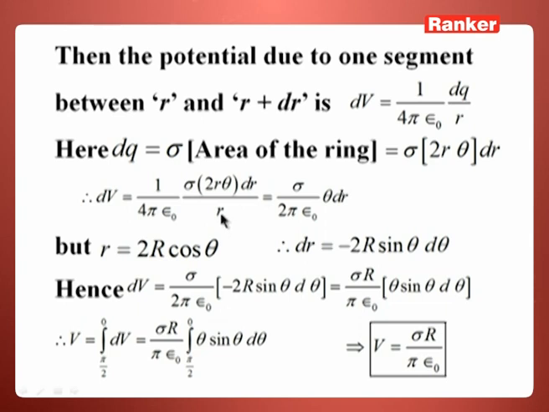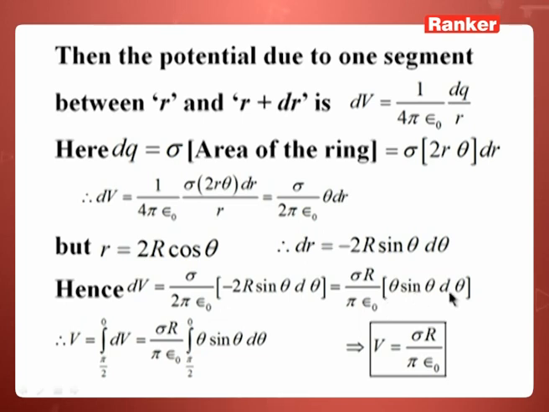But in this equation, we know pretty well the formula for small r. Small r will be 2r cos theta. When small r is 2r cos theta, what would be its differential value? dr becomes minus 2r sin theta d theta. Substitute this value in place of dr now. Then what would you get? Check it. dV is equal to sigma by 2 pi epsilon naught multiplied by minus 2r sin theta d theta. We can rewrite that as sigma r by pi epsilon naught multiplied by theta sin theta d theta.